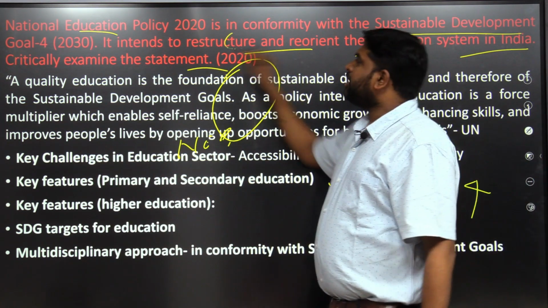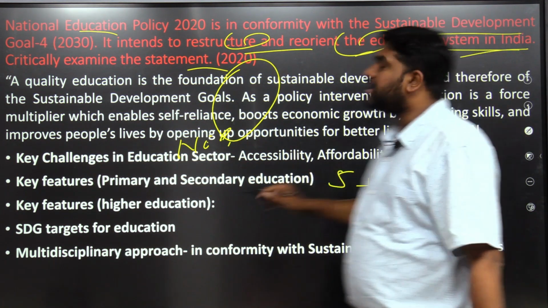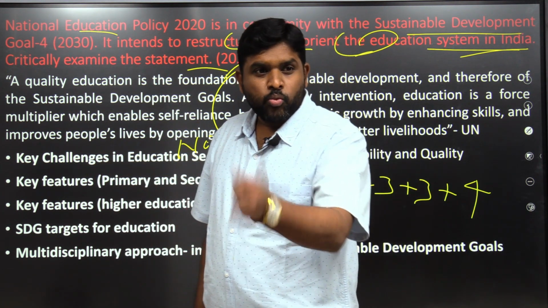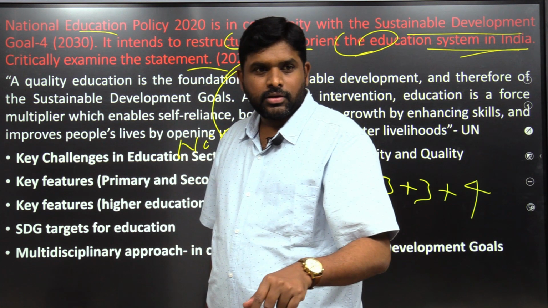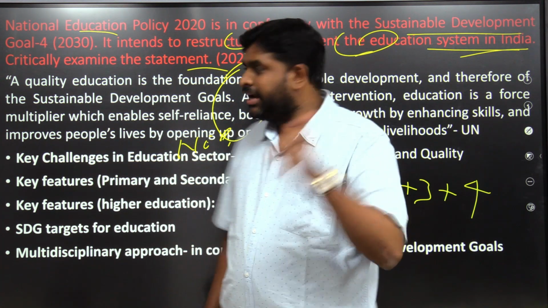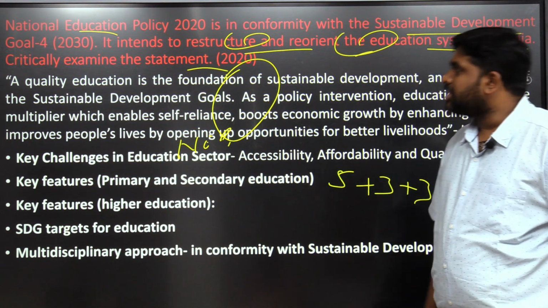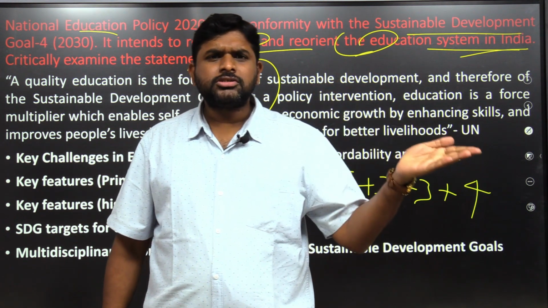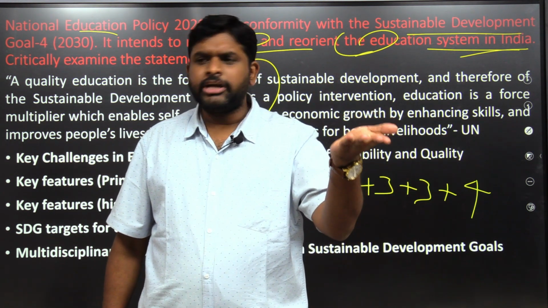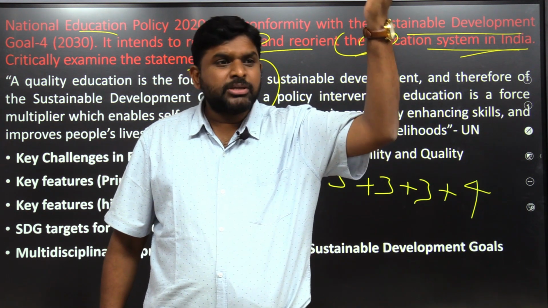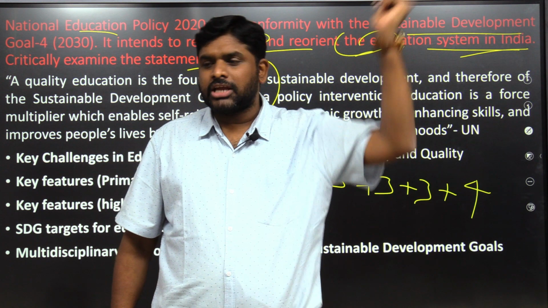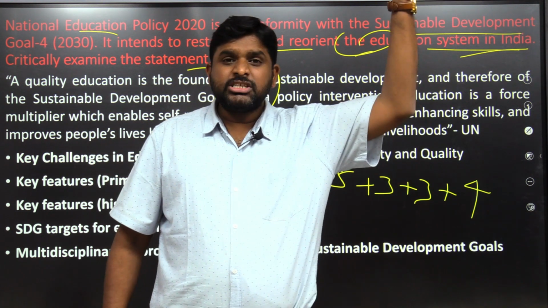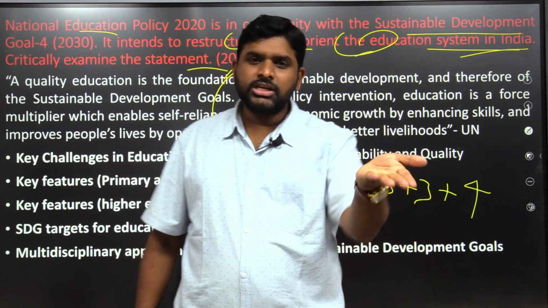Now, it intends to restructure and reorient the education system in India. Critically examine the statement, meaning challenges. What are the challenges for it? Very good. Allocation of funds, very good. First, funds. How much? 1.2% of the GDP. But how much is recommended? 3% of the GDP is recommended, but it is only 1.2% of the GDP, whereas for the health sector it is 3.4. How much is recommended? 6% of GDP. So education is allocation of funds.